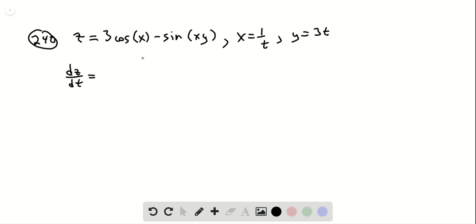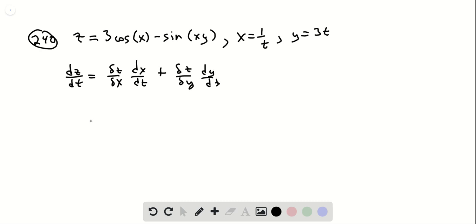Now, of course, you can replace all the x's with 1 over t and all the y's with 3t and differentiate with respect to t directly. Or let's practice what's in this chapter, the multivariate chain rule, which says the derivative of z with respect to t is the first partial of z with respect to x times the derivative of x with respect to t plus the first partial of z with respect to y times the derivative of y with respect to t.